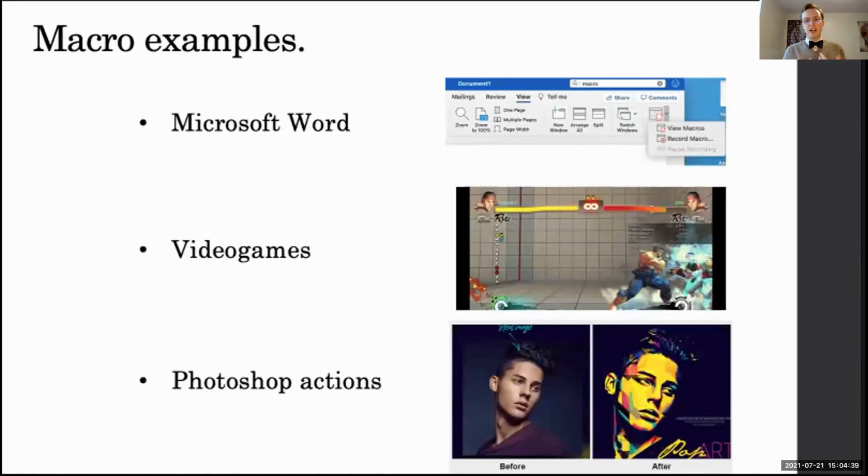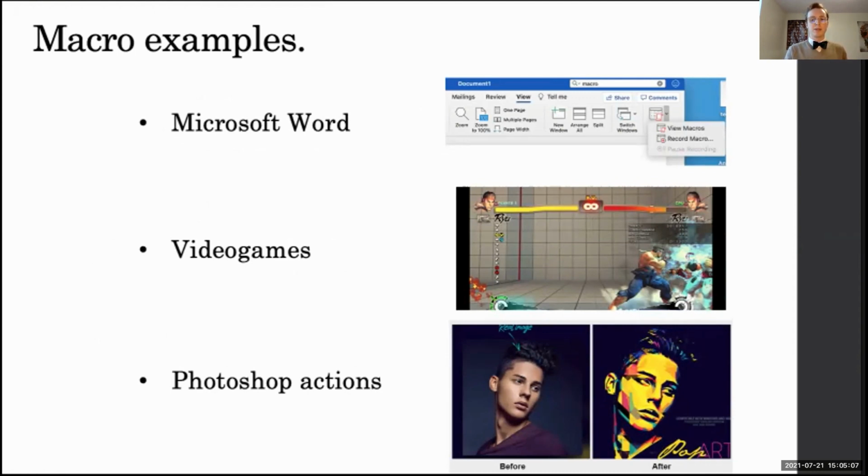Just to really drive home this idea of what a macro is, I'm going to give you some examples of different places where macros are used. For a first example, in Microsoft Word, you can record yourself typing something out and then automatically type out the exact same thing with the push of a button. This might be useful if you do not want to type out your entire mailing address every time you draft a letter in Word.